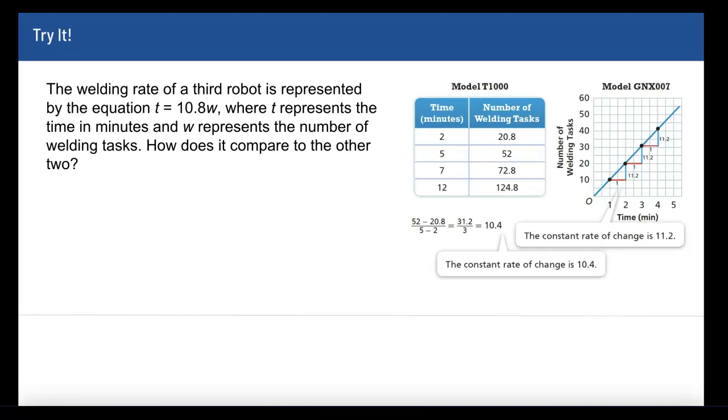With those same two models, if we add a third model that has a welding rate represented by this equation, how does it compare to the other two? Is it faster than both of them, slower than both of them, or somewhere in the middle? Reminder that the rate of change will be the slope. And how can you tell a slope from an equation?